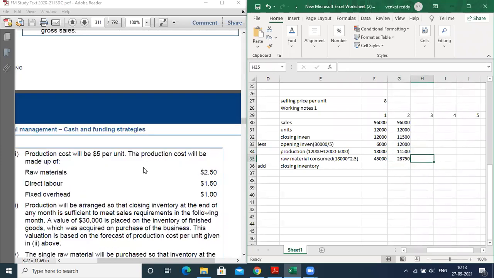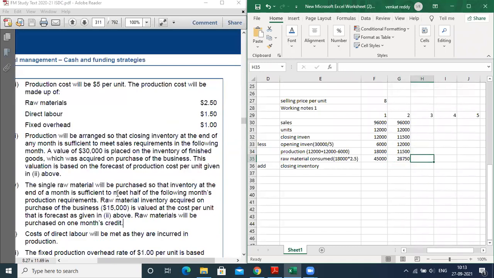In the adjustment they mentioned that the single raw material will be purchased so that the inventory at the end of the month is sufficient to meet half of the following month production requirement. Now what is the production requirement of the second month? 28,750. Then what will be the closing inventory for the first month? 50% of that. So 28,750 divided by 2. Why 2? Because it is 50%. Or if you're confused, let me put it like this, into 50%. So the closing inventory value is 14,375 for the current year.